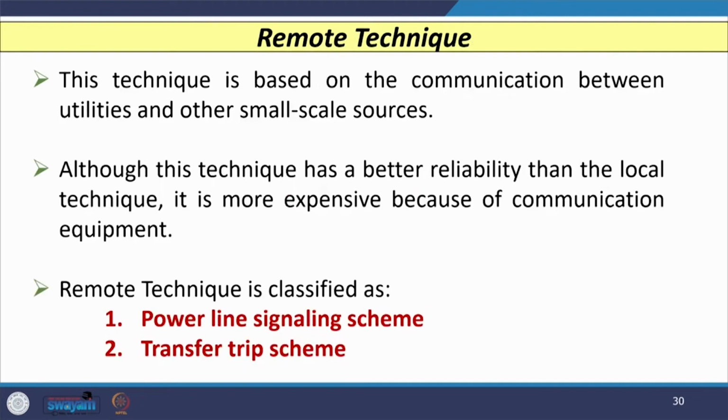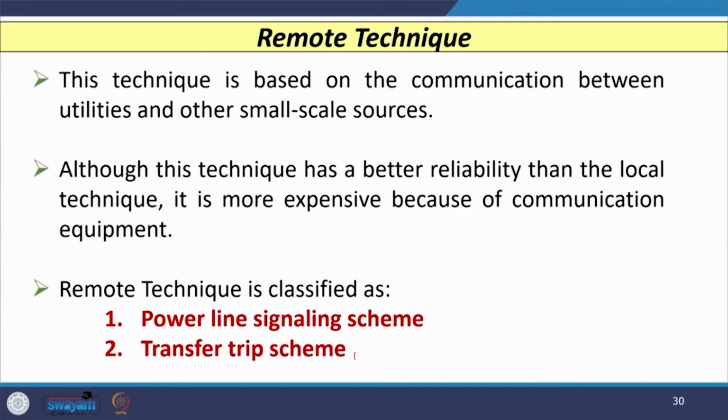If we consider the remote technique, then as I told you, this technique is based on the communication between the utilities and the small scale distributed energy resources which we have installed or connected at the point of common coupling. Although this technique has better reliability than the local technique because we are having data from several locations, this technique is more expensive because of the requirement of several communication equipment. Remote technique can be further classified as power line signaling scheme, and the second is the transfer trip scheme.